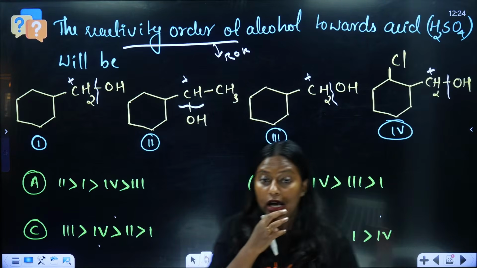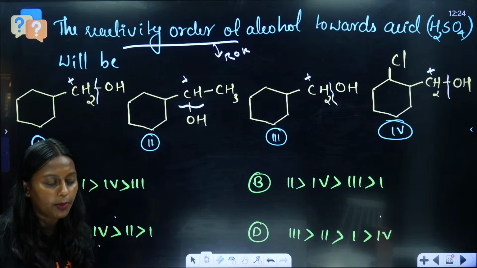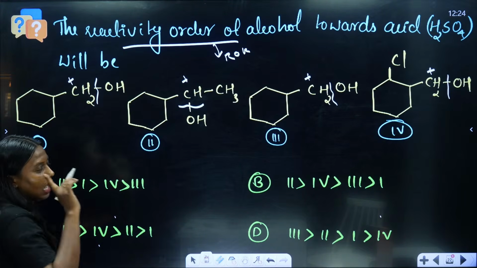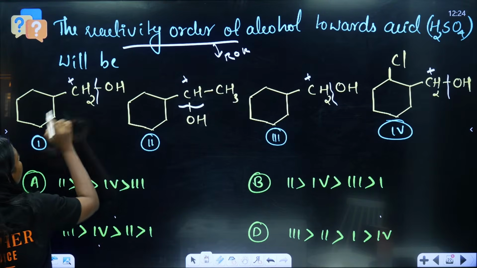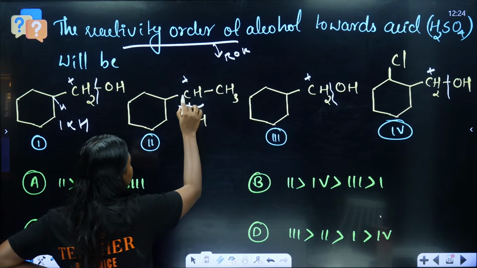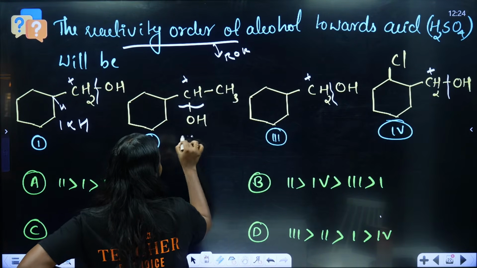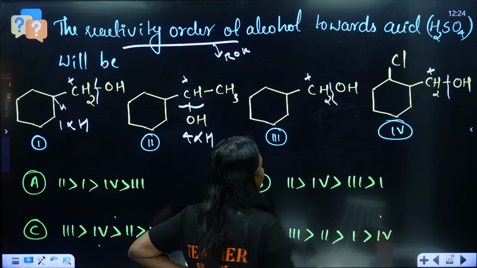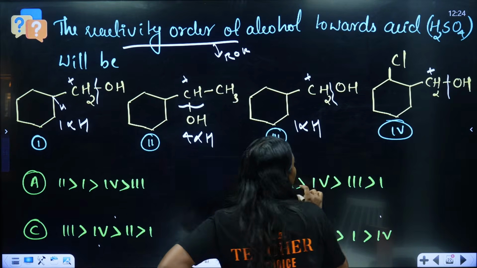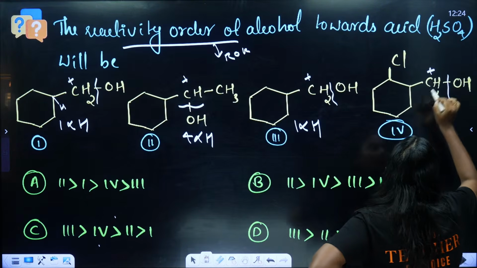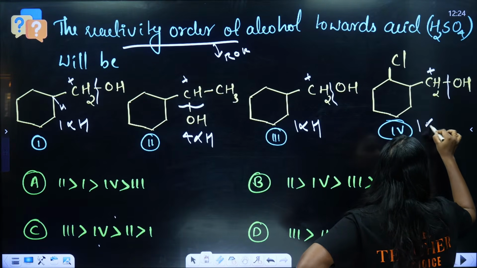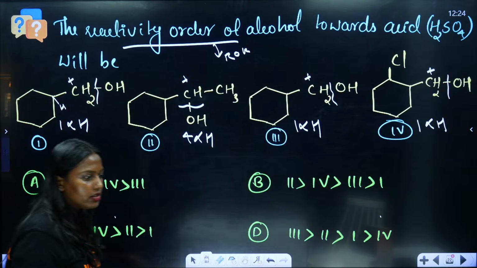So here you can calculate, yes, the formation of carbocation step. Here we can calculate the number of alpha hydrogens. Here there is 1 alpha hydrogen, here it is 1, 2, 3 and here it is 4 alpha hydrogens. Here also it is 1 alpha hydrogen, and here it is 1 alpha hydrogen.